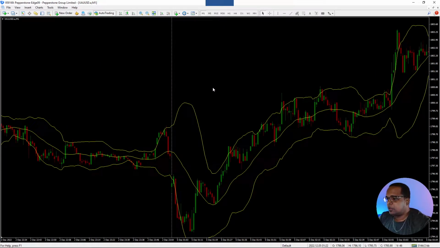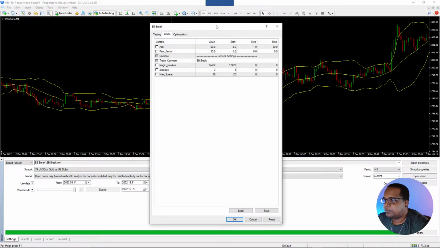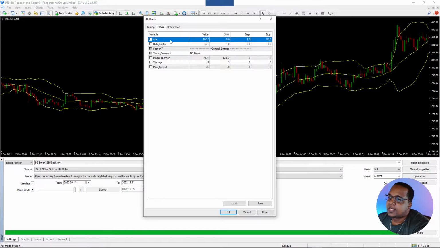Now I built this into an EA just to be able to backtest to see what the performance would be like. So let me open the strategy tester, and I call it the BB break, Bollinger Band break. We're testing it on gold 1 minute, and we're using the current spread. Take a quick look at the inputs. Now you will see I have ADX here, and we'll get into that after, but using an ADX value of 100 means it disregards the ADX basically, and it takes every single signal that it gets, right?